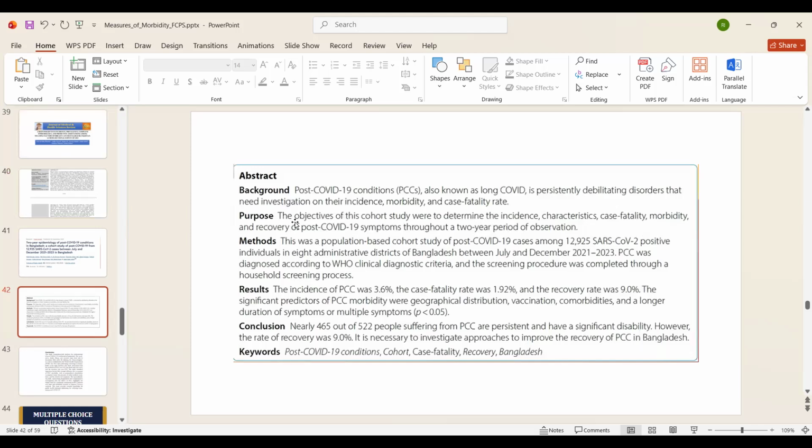So the objectives of this cohort study were to determine the incidence, characteristics, case fatality, morbidity, and recovery of the post-COVID symptoms throughout a 2-year period of observation. The result: the incidence of post-COVID condition was 3.6, the case fatality rate was 1.92, and the recovery rate was 9. The significant predictors of post-COVID-19 morbidity were geographical distribution, vaccination, comorbidities, and longer duration and multiple symptoms.